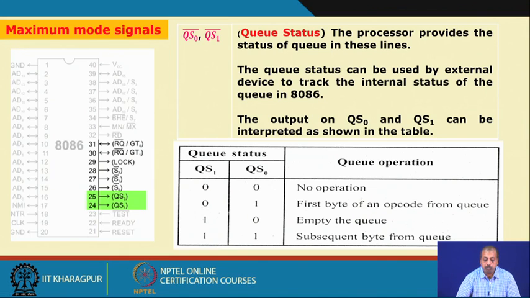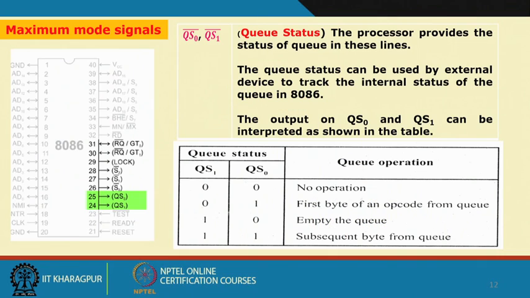Then there are two more pins, QS0 and QS1, which are known as Q status. The processor provides the status of the queue on these lines. If you look into the internal block diagram of the 8086, you will find that instead of having a single instruction register, there is an instruction queue. It can tell how many instructions are in the queue. The queue is by default 6 bytes wide, and it can tell what the condition of the queue is.